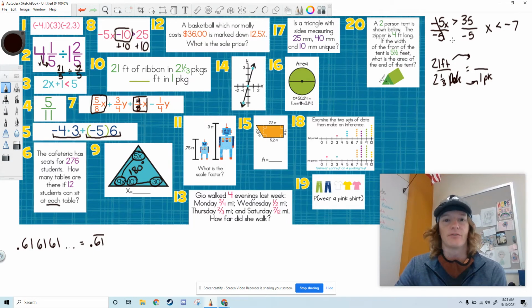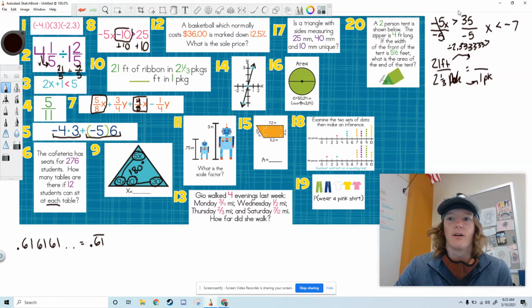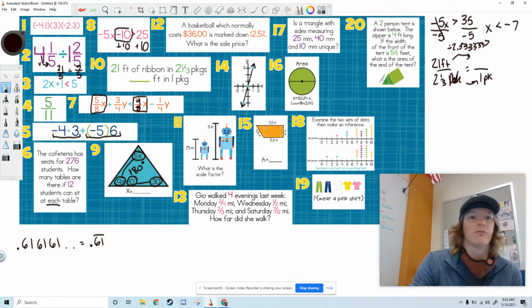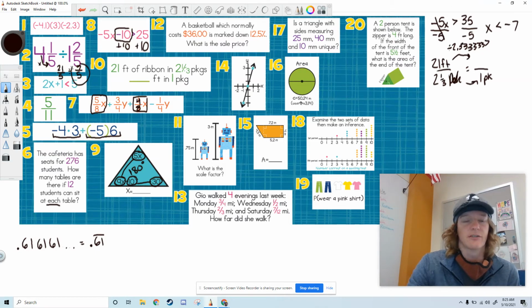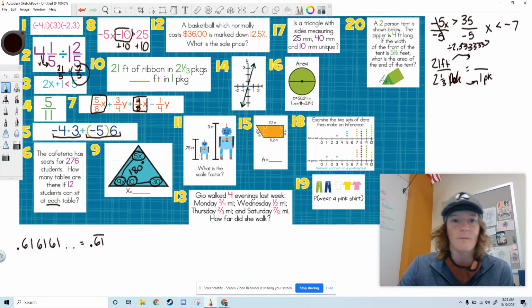There's a couple ways we can do that. At this point, we probably know that's 0.333333. So you can divide by 2.333 and type a bunch of threes if you're using a calculator. Or you could do like we did on number 2, where we change it to an improper fraction and we do keep, change, flip. Either way.